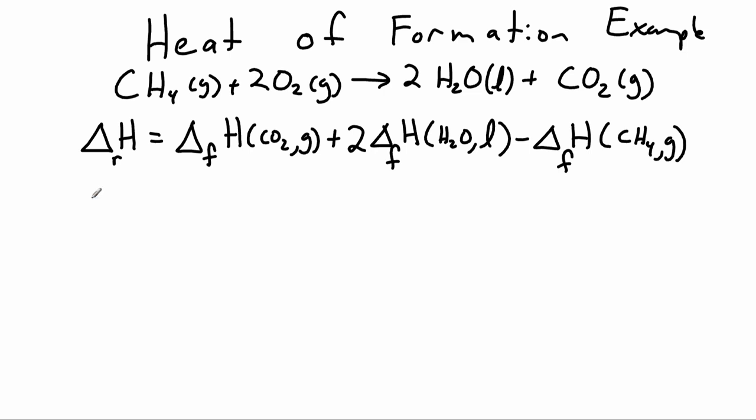So what we can do is look up tabulated values of heats of formation. And heats of formation are tabulated for thousands of compounds, and in any chemistry textbook there's going to be dozens or probably hundreds of compounds with heats of formation. So we can just look these up in the back of a textbook or online or something, and we see that the heat of formation of carbon dioxide gas is negative 393.5 kilojoules per mole for CO2.